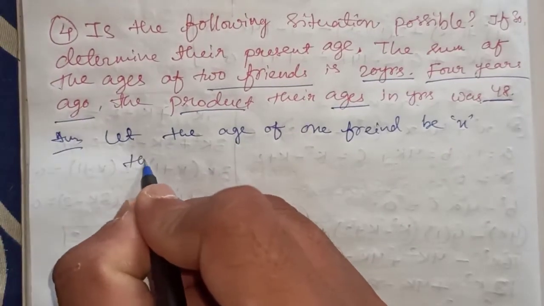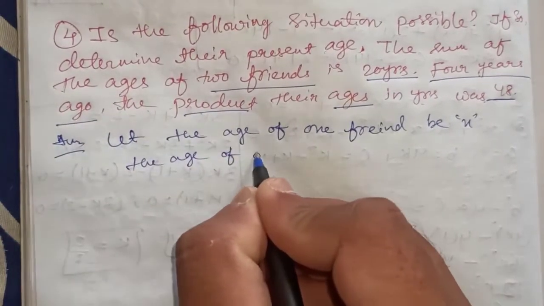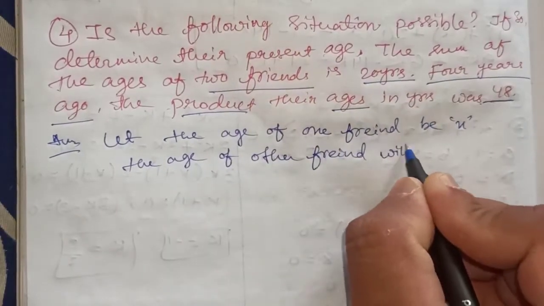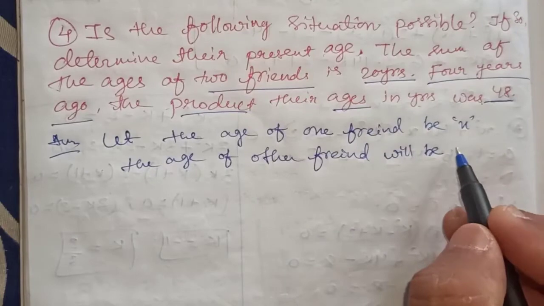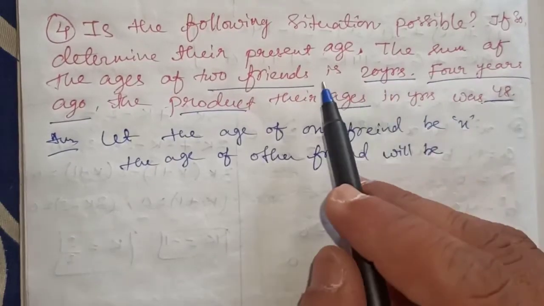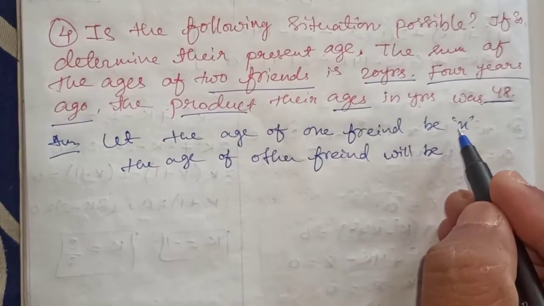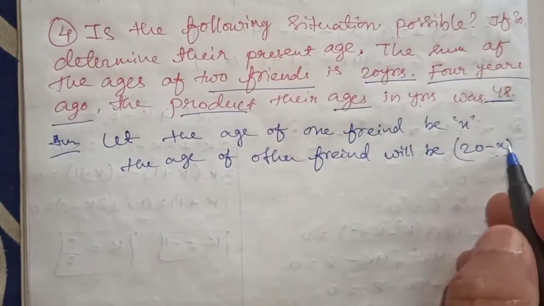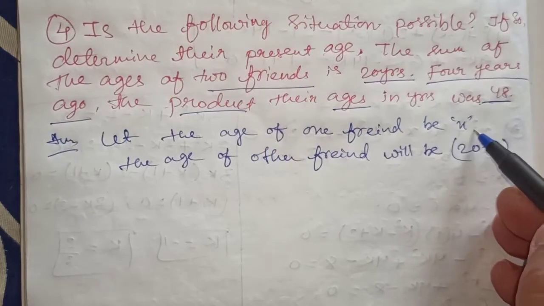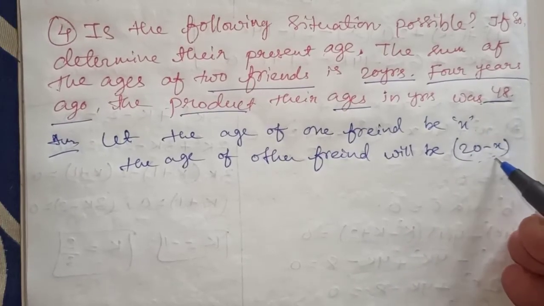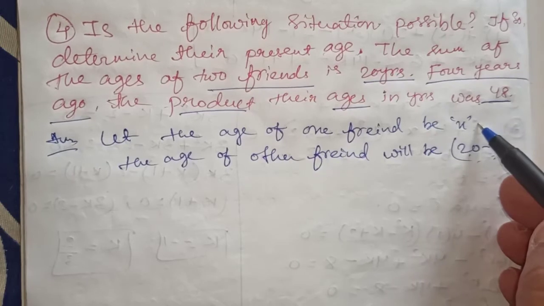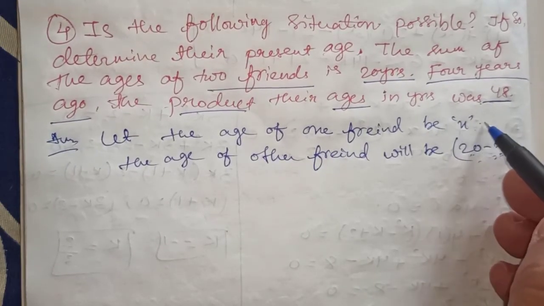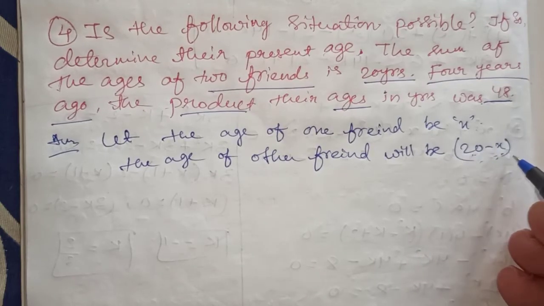So what will be the age of the other friend? If the sum of the ages is 20 years and one friend's age is x, then the other friend's age is 20 minus x. Why? Because if one friend's age is 7 years, the other friend's age will be 20 minus 7, 13. If one friend is 10 years, 20 minus 10, 10. In that way, if one friend is x years, the other is 20 minus x years.